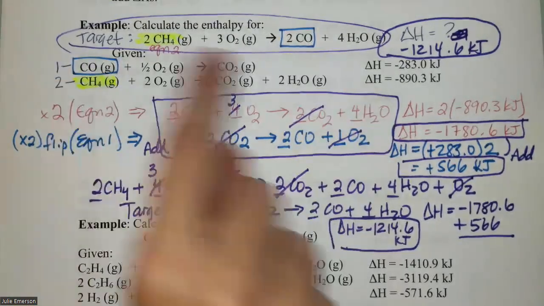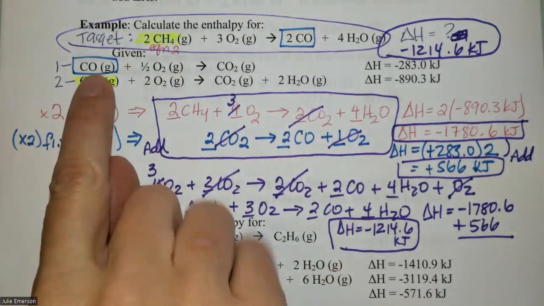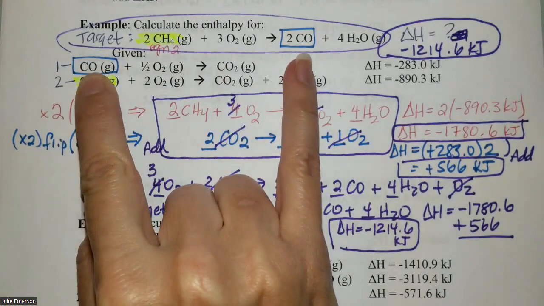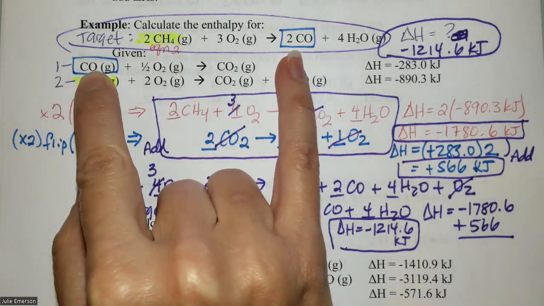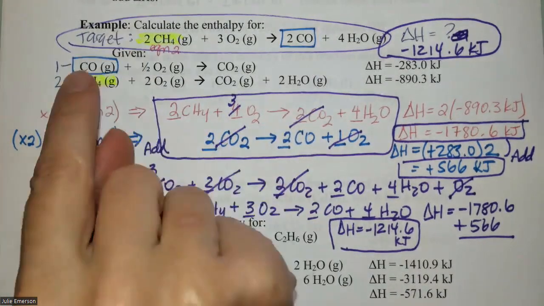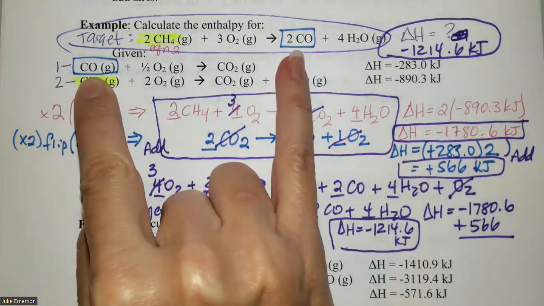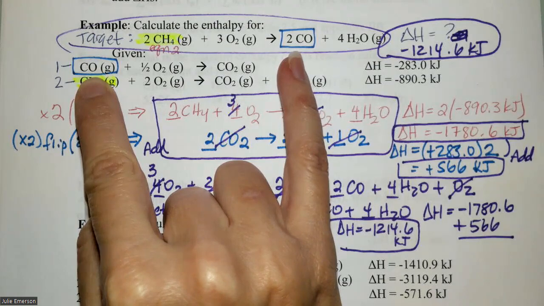I'm not asking you about all of it. We're just going to look at equation 1. What do I need to do to equation 1? Well, if I look, right, the carbon monoxide is in equation 1, and it's in the target equation, but it's on the other side. Instead of being a reactant, it's now a product. So multiple choice, do you need to flip it? Do you need to multiply? Do you flip and multiply?